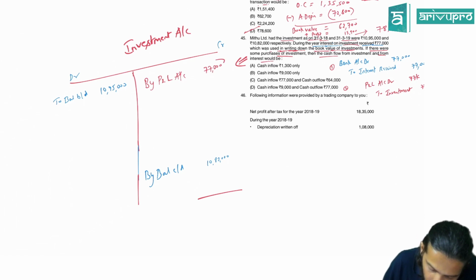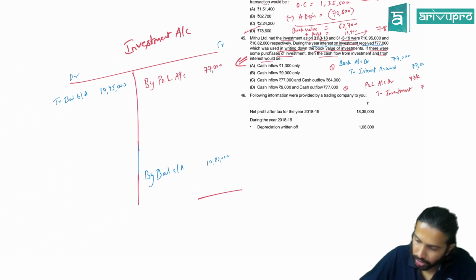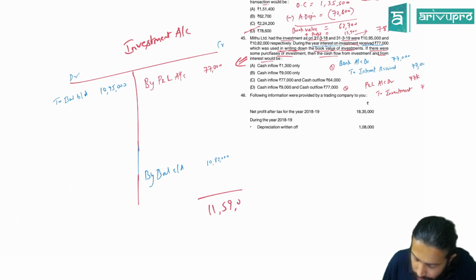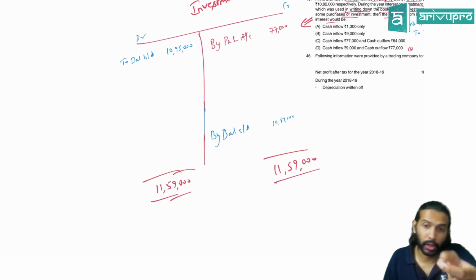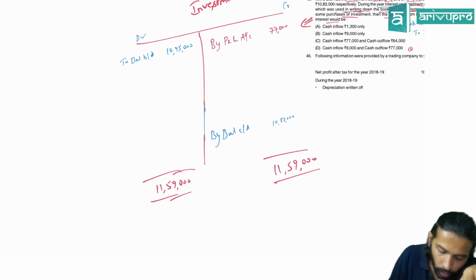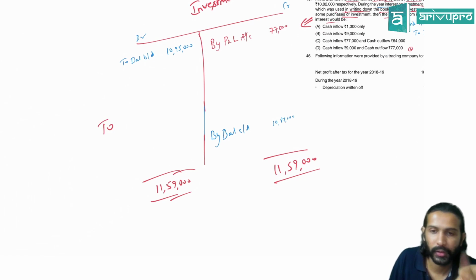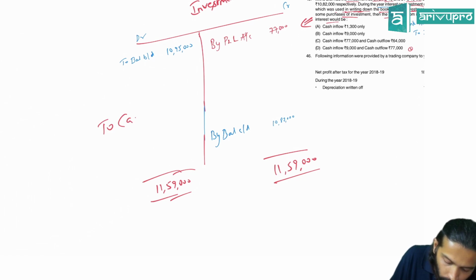Check. 77,000 plus 10,82,000. How much are you getting? 77,000 plus 10 lakh 82,000 if you do. 11 lakh 59,000 this side. That side also should be 11 lakh 59,000 only because you have not sold any investment. They told investment is purchased. What is the journal entry for investment purchase, guys? Investment account debit to cash or bank account. Have they given that? No, that has to be arrived at as the balancing figure.